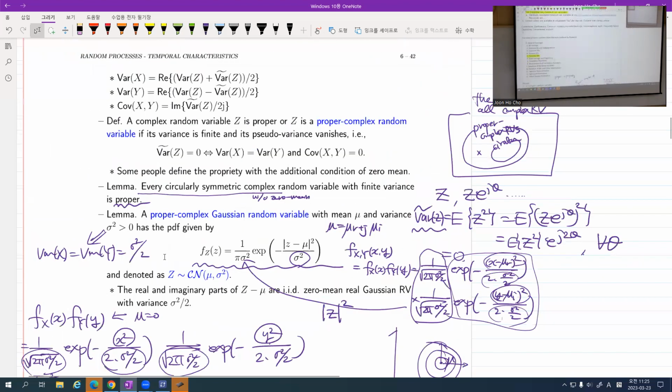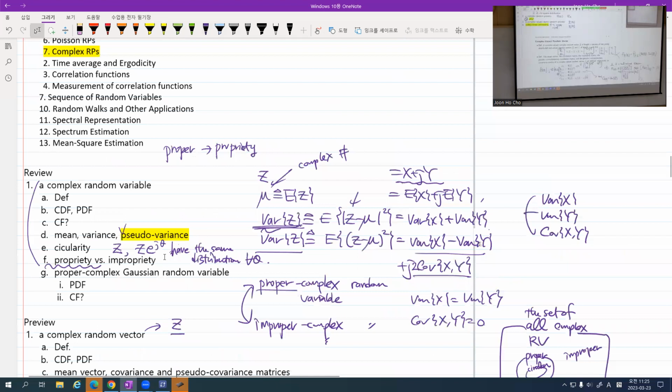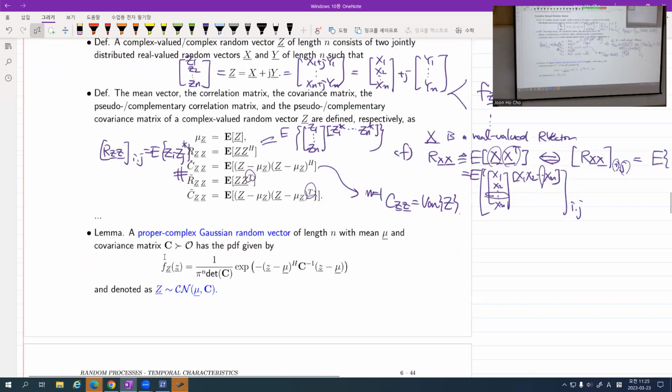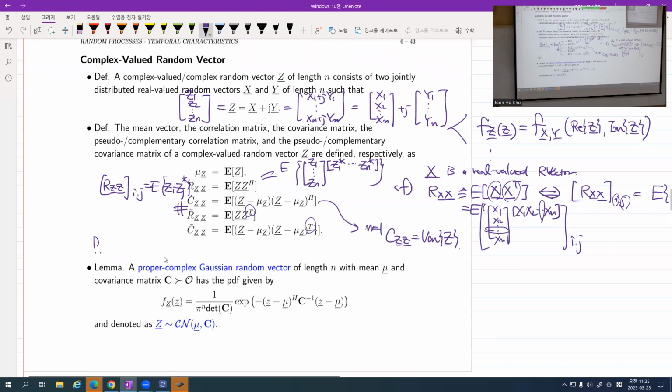By the way, even some people define circularity of a complex random vector. So here goes some definition I really hate, but they say that Z, a complex random vector, is circular if, what do you guess, Z times e to the j theta has the same distribution.